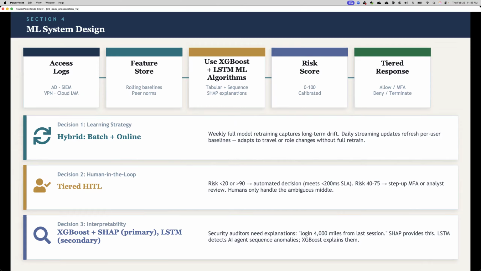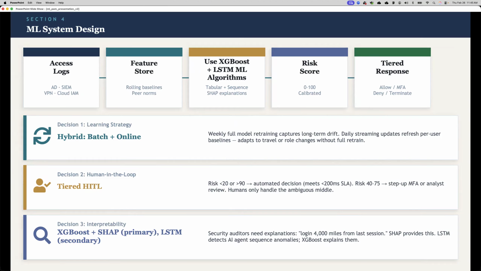First is a hybrid learning strategy. So weekly batch retraining to capture long-term trends combined with daily updates to per-identity baseline so that the system adapts quickly to legitimate changes. The second is a tiered human-in-the-loop model. Very low and very high risk decisions are automated to meet latency requirements, while humans focus on the ambiguous middle where judgment adds the most value.